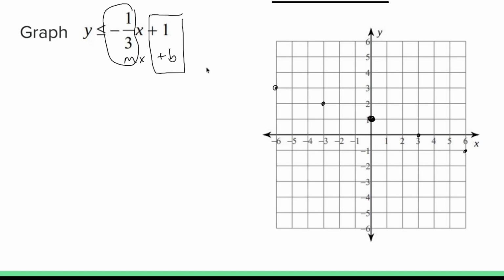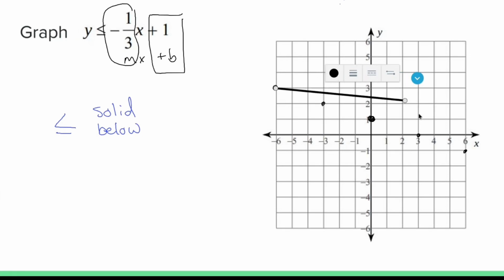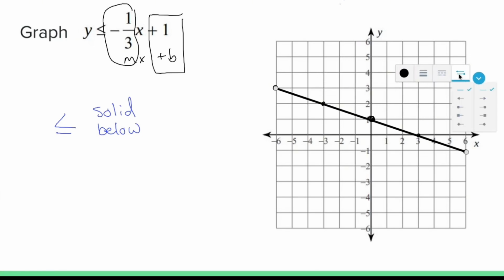Now this is where things change a little bit. This is a less than or equal to sign. If it's less than or equal to, two things change: you're going to have a solid line because it's or equal to, and you're going to shade below because it's less than. So I'm going to draw my line. I'm not going to change it because it's or equal to, so it's still going to be solid. Let's make our line nice and solid. Looks like that. Let's give me my arrows. Pretty, pretty, pretty. And I'm going to shade below the line.